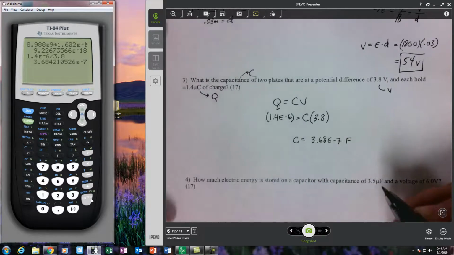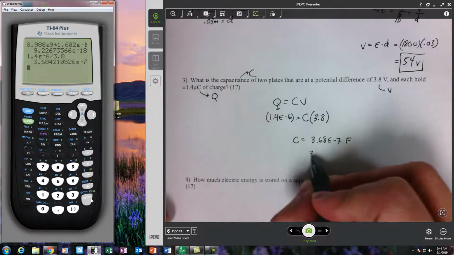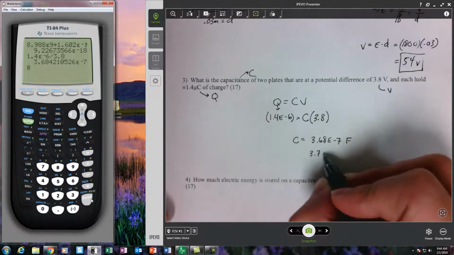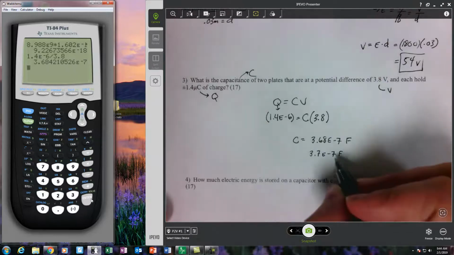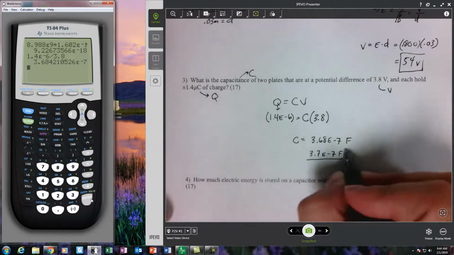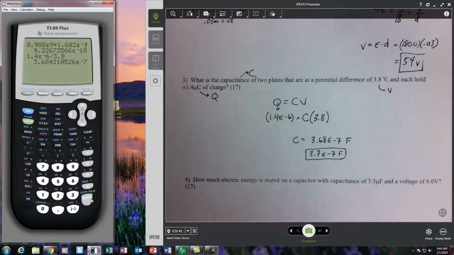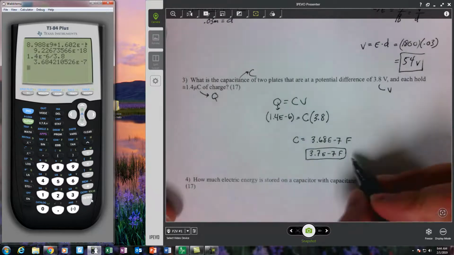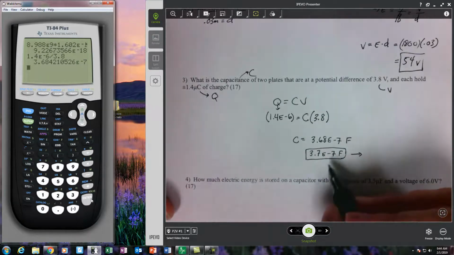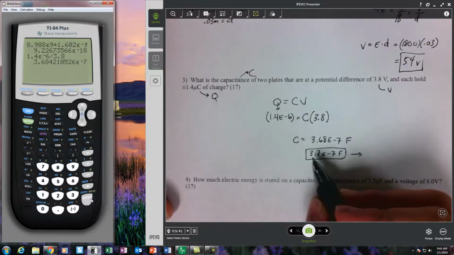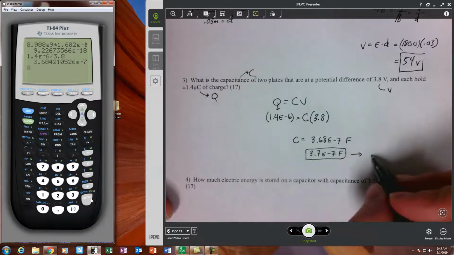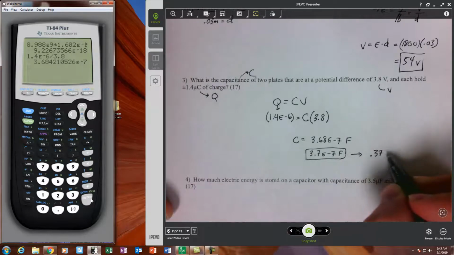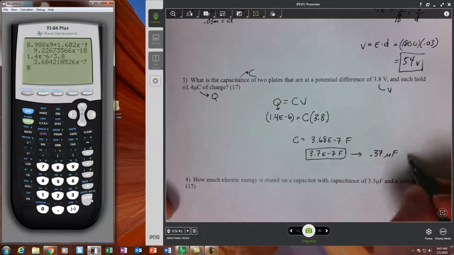Now, it looks like we're only using 2 sig figs, so this should really be 3.7 E negative 7 farads. But this is an acceptable answer. However, we talked a lot about trying to use prefixes in this unit. If we think about it, it's really close to negative 6. To make it negative 6, I'd actually have to make the number smaller. I'd have to come back this way to the left. So I could put 0.37 microfarads.